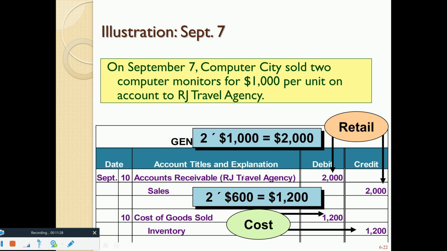And if you see the journal entry, what did we do? We increased the accounts receivable account, which is an asset. We increased it with a debit, and we recorded the sale. Remember, this is the revenue.